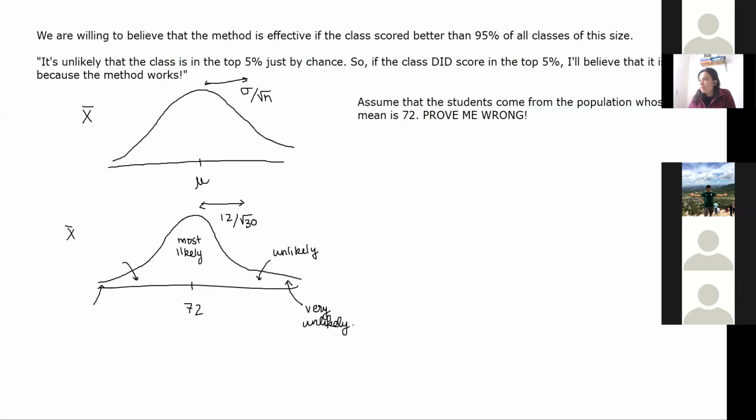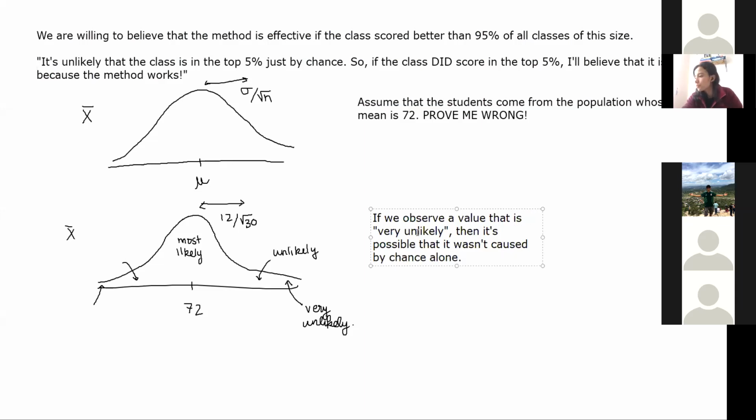All right, so again, the idea is if we observe a value that is very unlikely, then probably chance is not the only force at hand, right? So it's possible that it wasn't caused by chance alone. Okay.